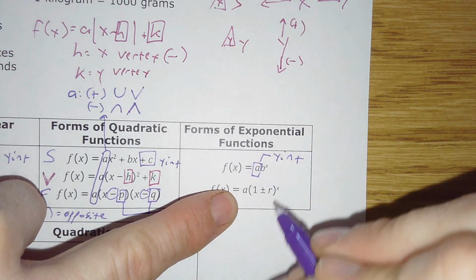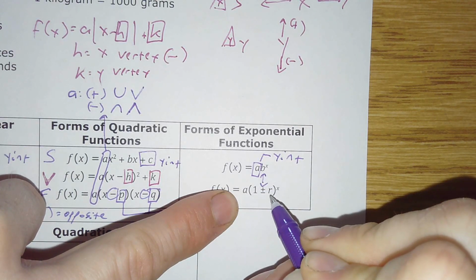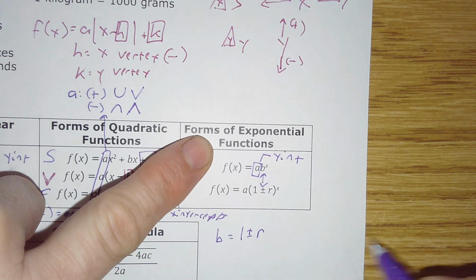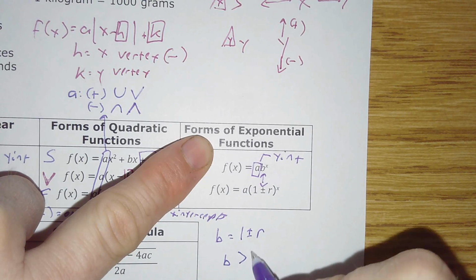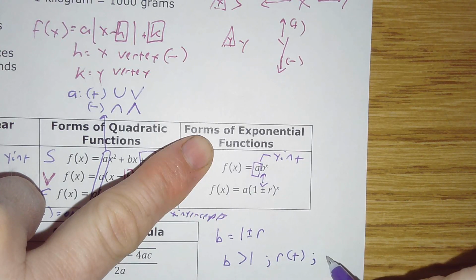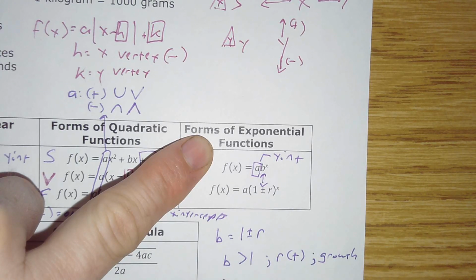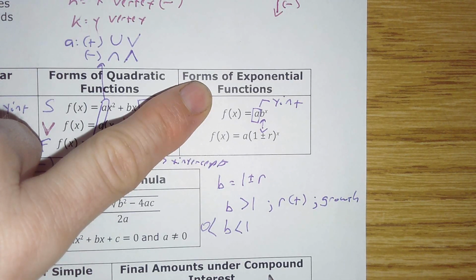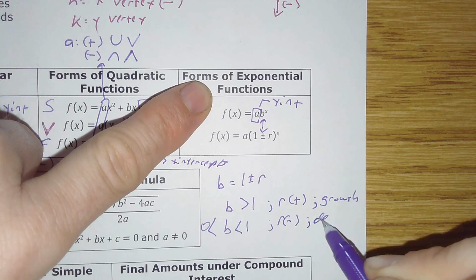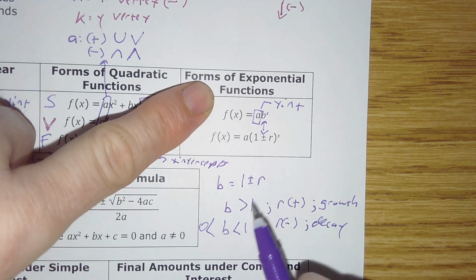All right, so now actually moving on to exponential functions. Remember that b and 1 plus or minus r are interchangeable, right? So b equals 1 plus or minus r. When b is greater than 1, r must be positive, and it is a growth. When b is less than 1 but greater than 0, so between 0 and 1, r must be negative, and it's a decay, right? So there's that. So you can fill those out.